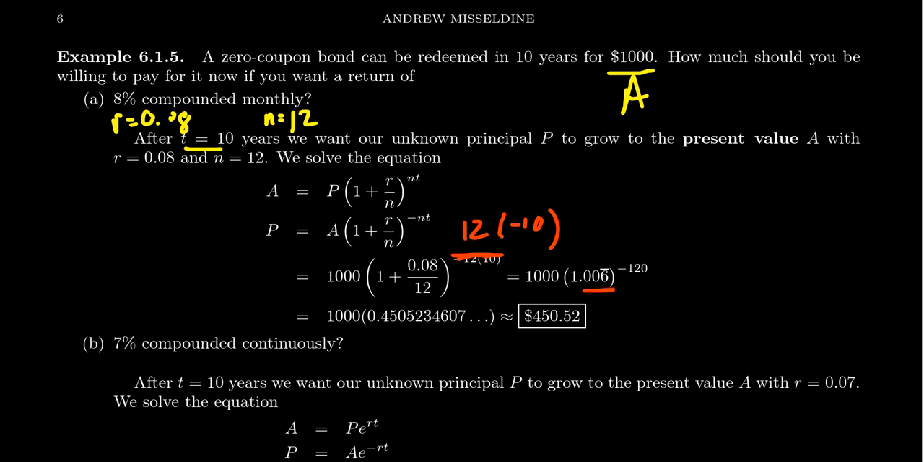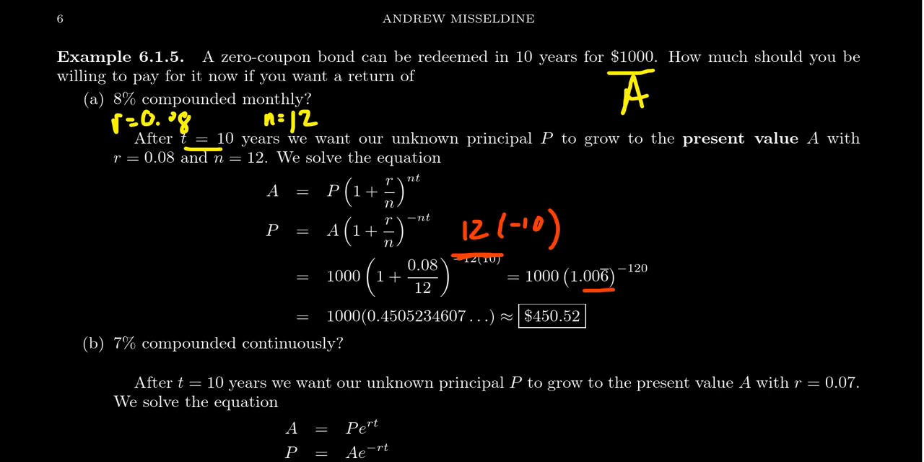Times this by 1,000. This means that grandma, if she were to buy this bond on my 10th birthday, should be willing to pay $450 so that when I turn 20, hypothetically, it's worth $1,000. That's how much the loan should be. That's how much you should pay for the bond. Of course, if the government's willing to sell it to you for less than $450, that's great.